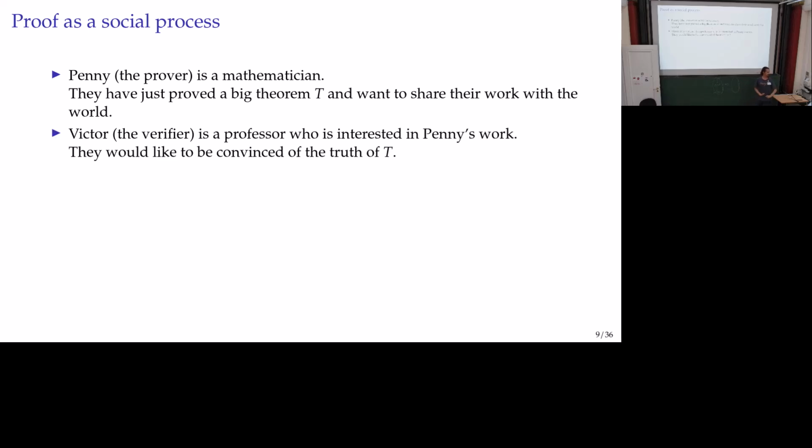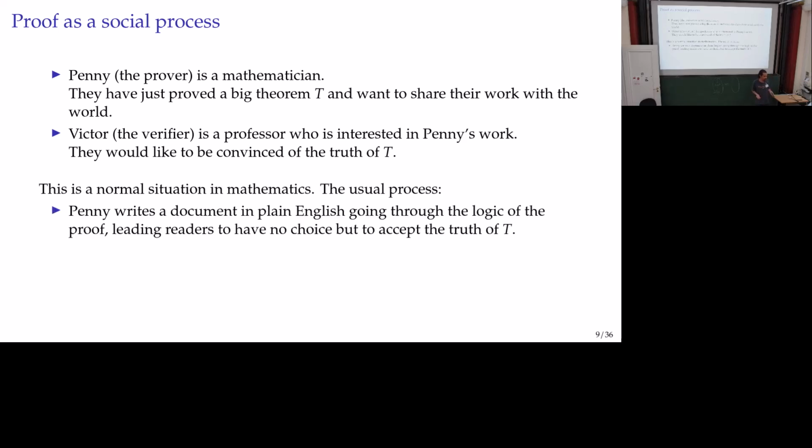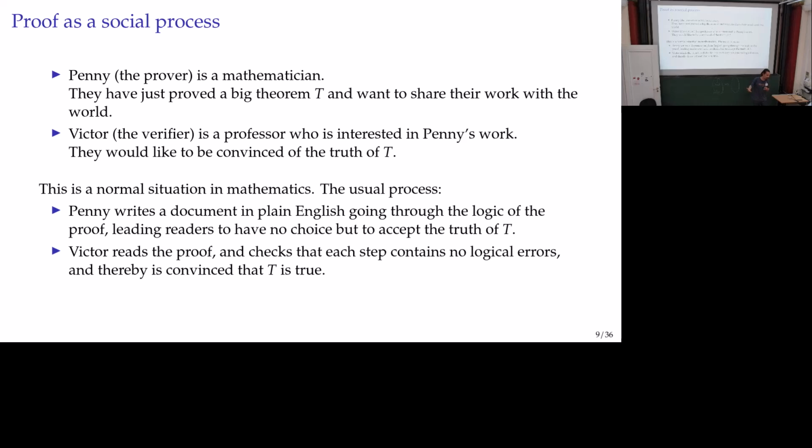Victor is a professor who is interested in Penny's work, and they would like to be convinced of the truth of the statement T. This is a pretty normal situation in mathematics. The usual process is that Penny will write a document in plain English, going through the logic of the proof, leading readers, in particular Victor, to have no choice but to accept the truth of T. And then Victor reads the proof, checks that each step contains no logical errors, and thereby is convinced that T is true. This is how we like to think of mathematics as happening.